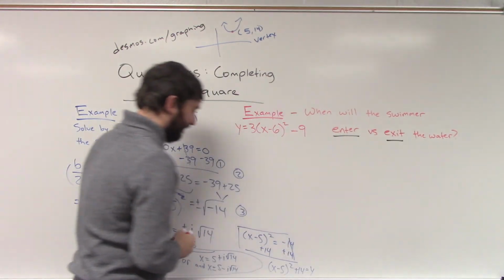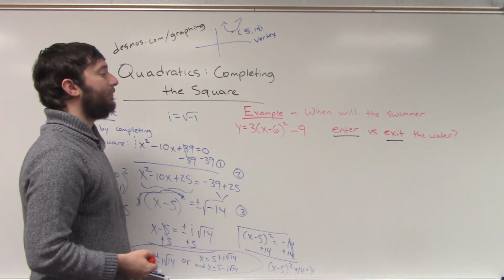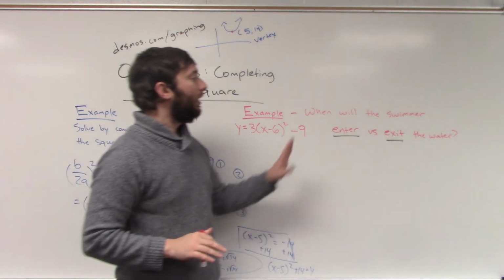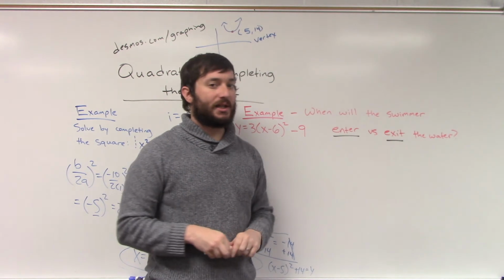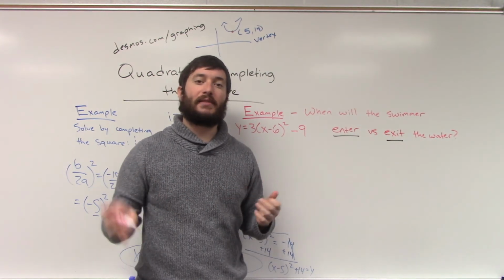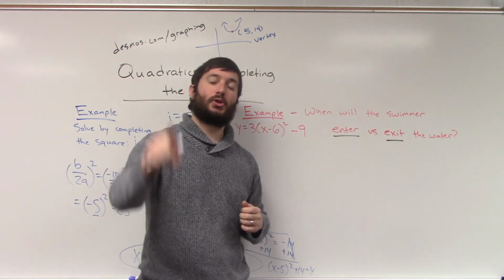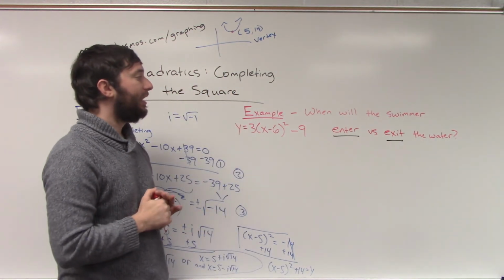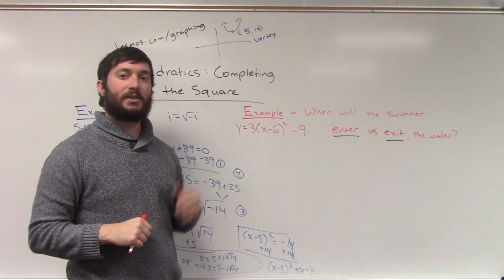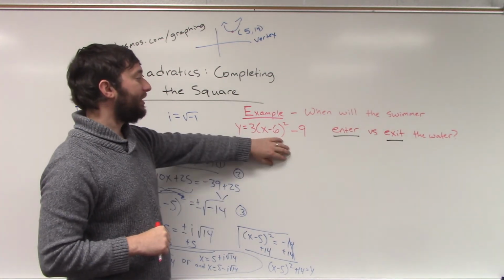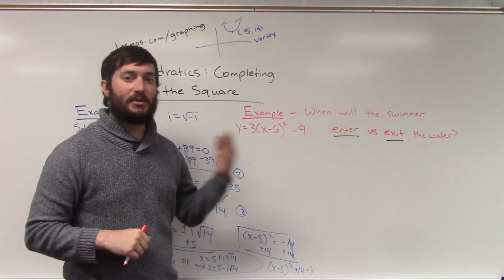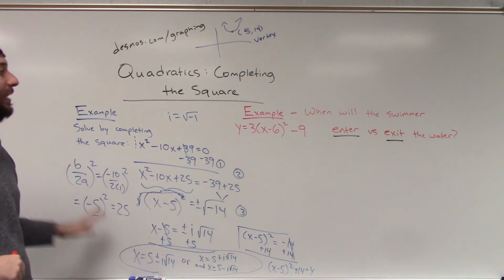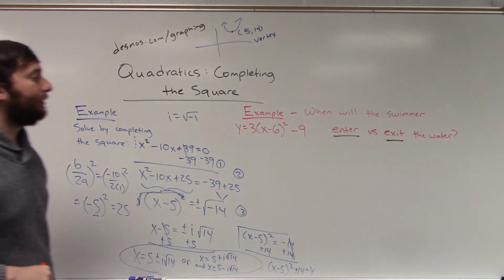Finally, I want to talk about, to end my video here, when will the swimmer enter versus exit the water? You'll notice that on the graph there were two real solutions, 2 points where that graph, that parabola, crossed the x-axis. I want you to find when does he enter versus when does he exit. Basically, I want you to complete this problem by completing the square. Use these steps. Okay. So how would you do that?